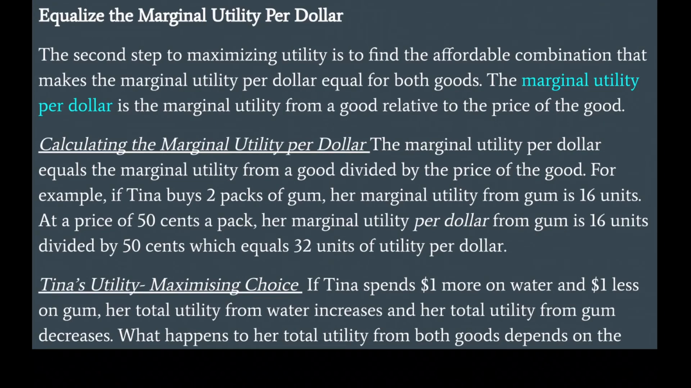Equalize the marginal utility per dollar. The second step to maximizing utility is to find the affordable combination that makes the marginal utility per dollar equal for both goods. The marginal utility per dollar is the marginal utility from a good relative to the price of the good. Calculating the marginal utility per dollar: the marginal utility per dollar equals the marginal utility from a good divided by the price of the good. For example, if Tina buys 2 packs of gum, her marginal utility from gum is 16 units. At a price of 50 cents a pack, her marginal utility per dollar from the gum is 16 units divided by 50 cents, which equals 32 units of utility per dollar.